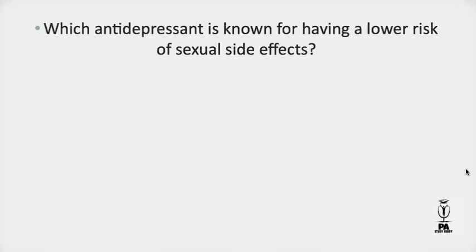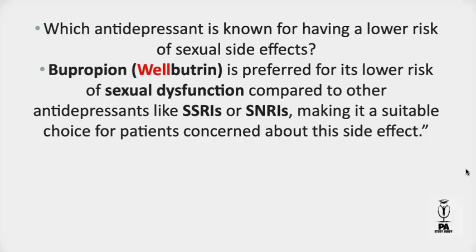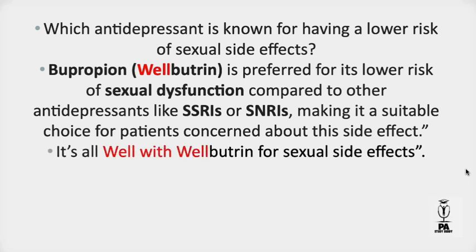Which antidepressant is known for having the lowest risk of sexual side effects? This is a type of question that test creators love to ask about. I've seen this question several times throughout my PA school, and that would be Wellbutrin again. It is preferred because it has the lowest risk of sexual dysfunction compared to other antidepressants, making it a suitable choice for patients concerned about this side effect. The way I remember that is in Wellbutrin, I always say well and link it from there.